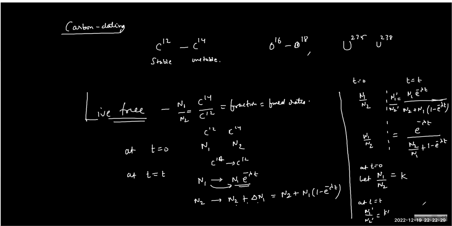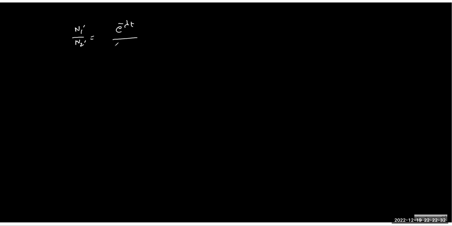So what we're getting, N1 dash by N2 dash, our answer was e to the power minus lambda t upon 1 minus e to the power minus lambda t times N1 by N2. This is given as k dash, and this you can write as 1 by k. So let's multiply together, k dash by k plus k dash.